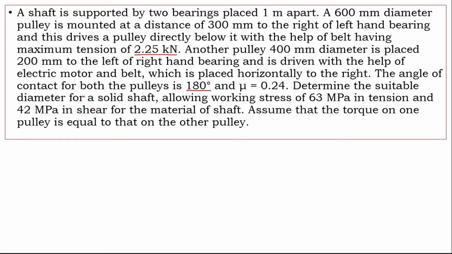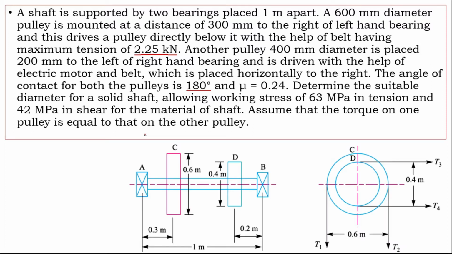Here determine the suitable diameter for the solid shaft. Allowing working stress of 63 megapascal in tension and 42 megapascal in shear for the material of the shaft. Here assume that the torque on one pulley is equal to the torque on another pulley, right?